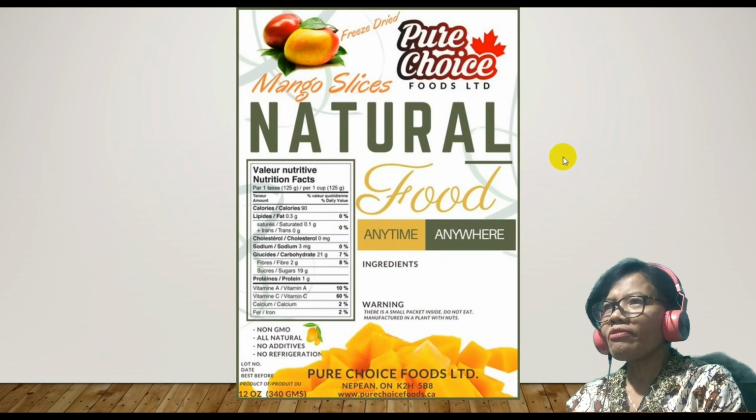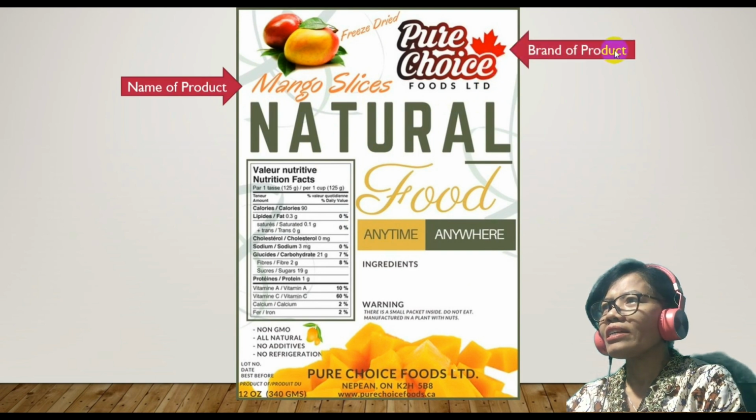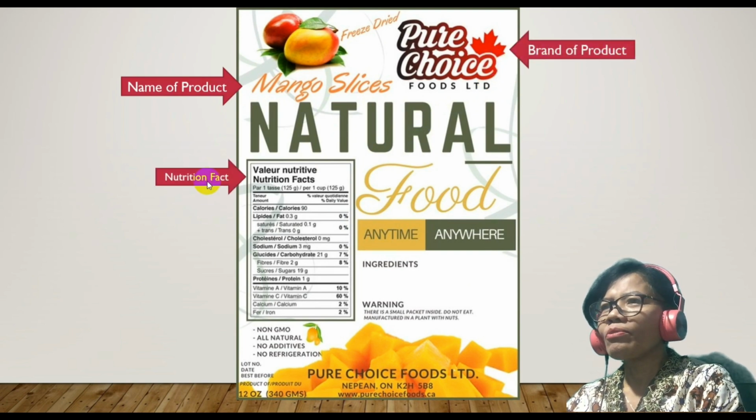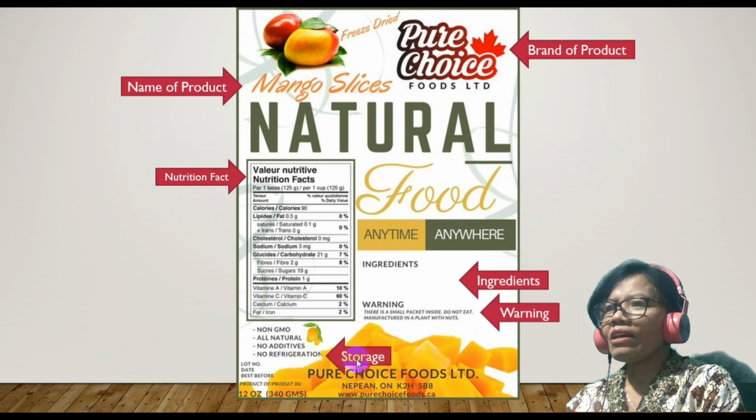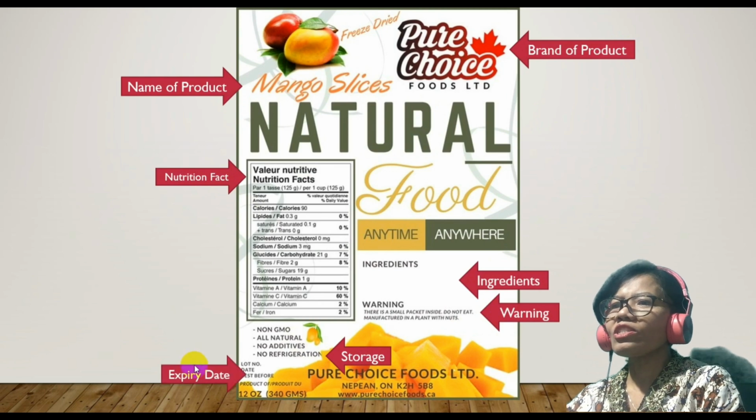These are examples of labels. Let's see the elements of this. First, name of product, brand of the product, nutrition fact, ingredient, warnings, storage, and expiry date.